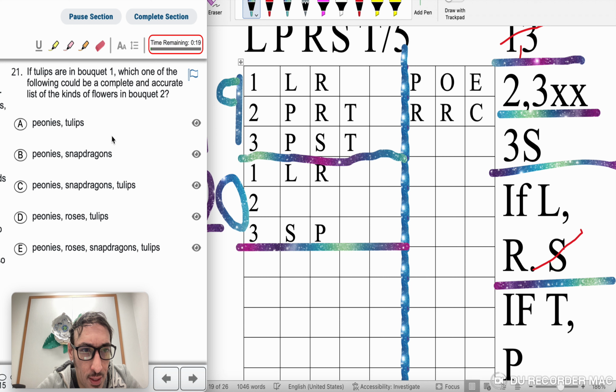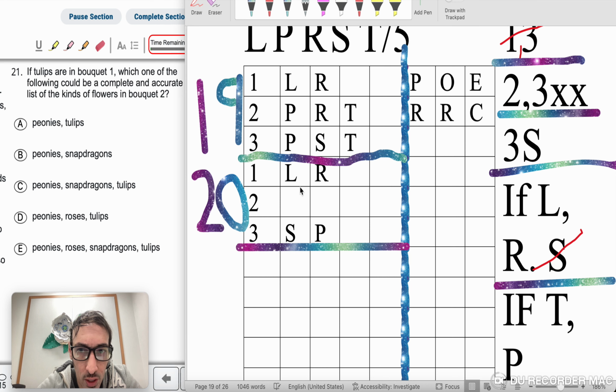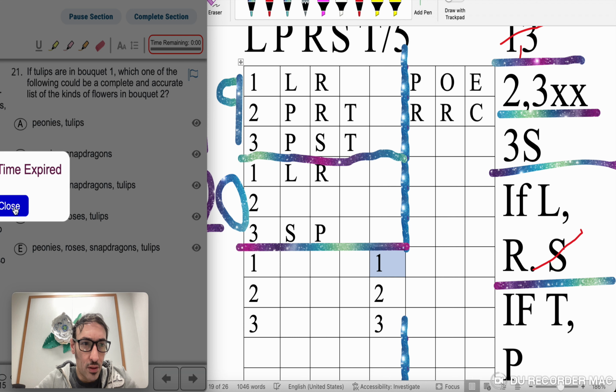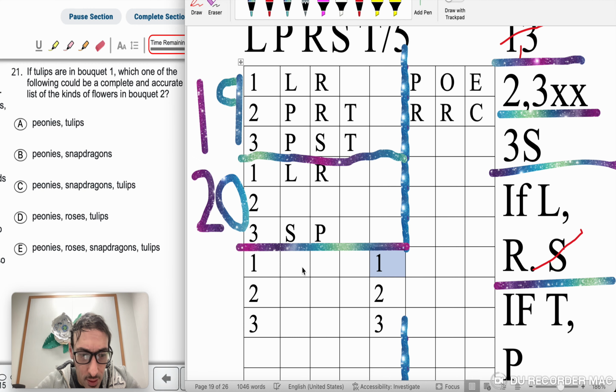Question 21. If T is in bouquet 1, which of the following is a complete and accurate list of the kinds of flowers in bouquet 2? So they're wondering if T is in bouquet 1. We don't have a game board created for this right now, so let's go ahead and create a game board where we have T in 1. I'm going to try to create about 2 worlds of this, that way we're not just relying on one world. Okay, so let me put T in 1.